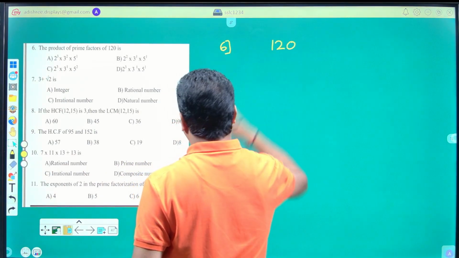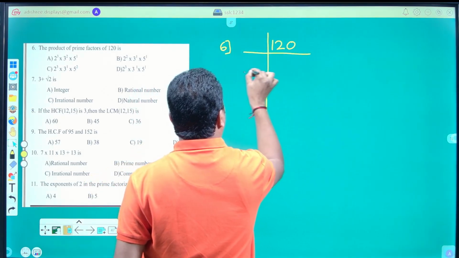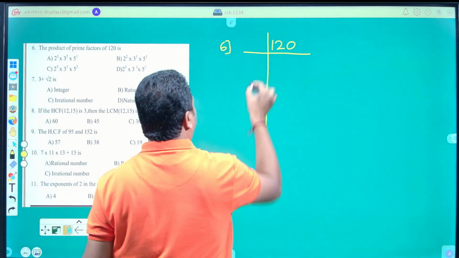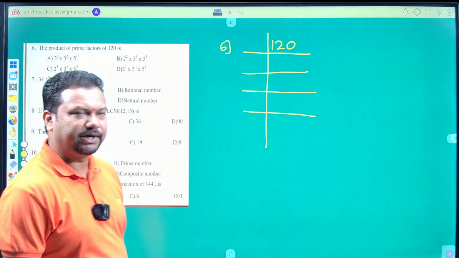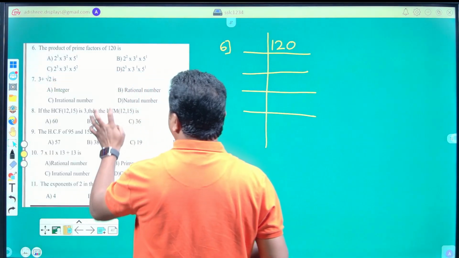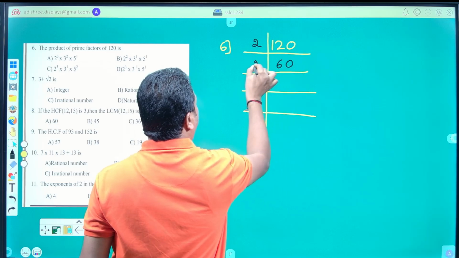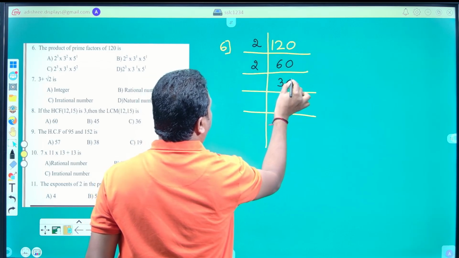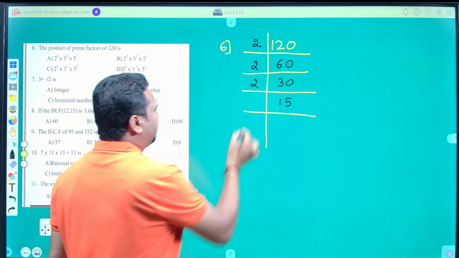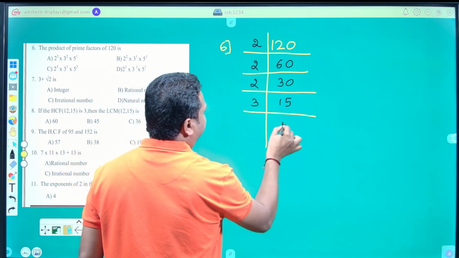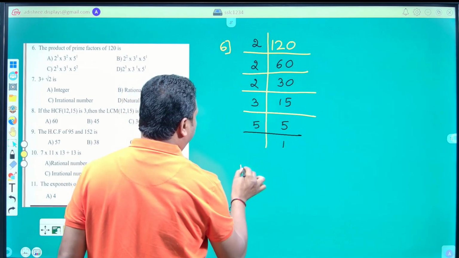So let us consider 120 and start finding the factors of 120, by dividing by the least positive integer. The least positive integer in this case is 2. 2 into 60 is 120, then 2 into 30, then 2 into 15. Now 15 is not divisible by 2, so I take the least positive integer 3. 3 fives are 15, and hence 5 ones are 5. Therefore, what are the factors of 120?